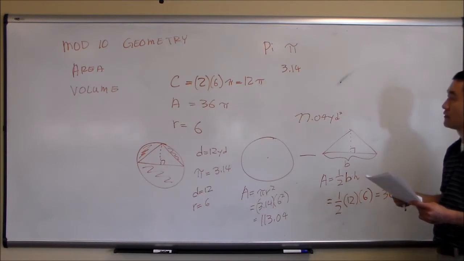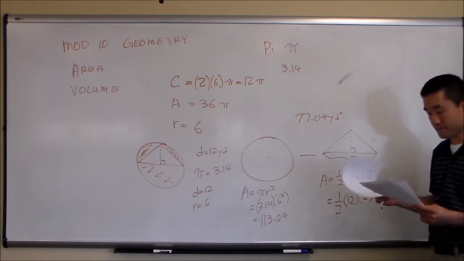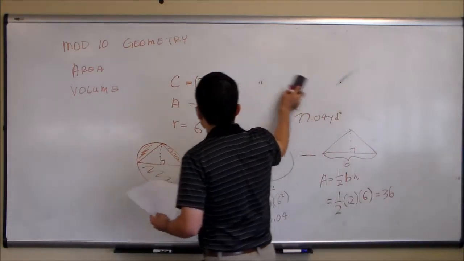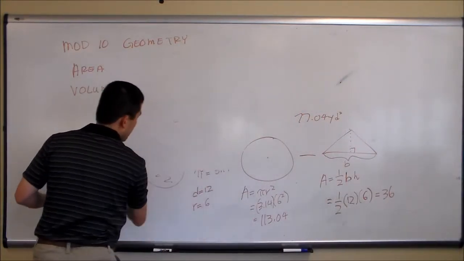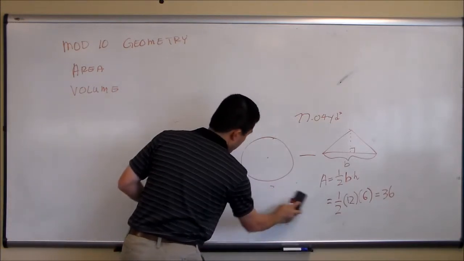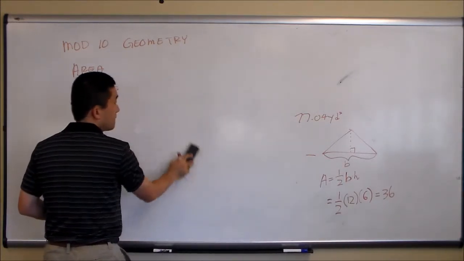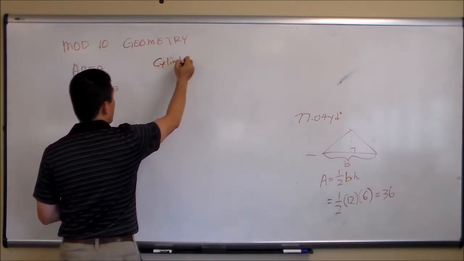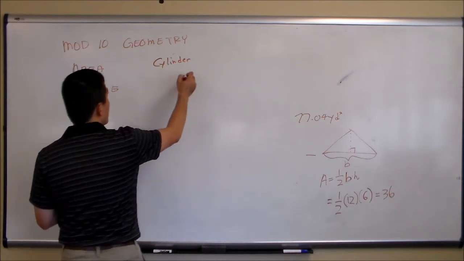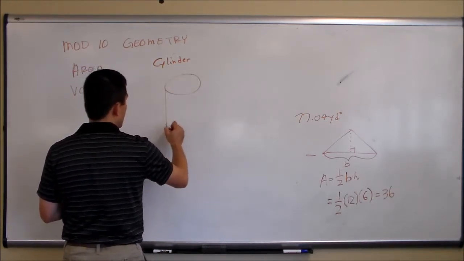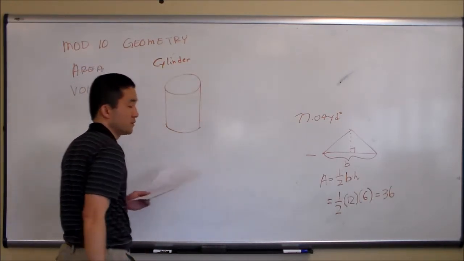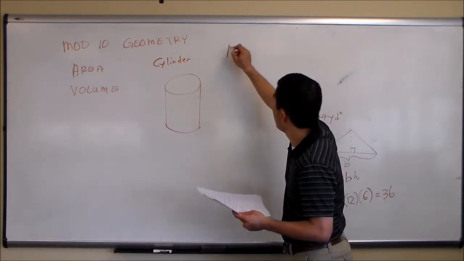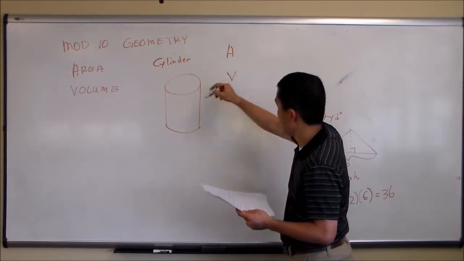Alrighty, so let's do a few more examples. Cylinder, another common piece. So the cylinder looks like this. Basically a can of beans or something like that. Find the area and then the volume of the cylinder.